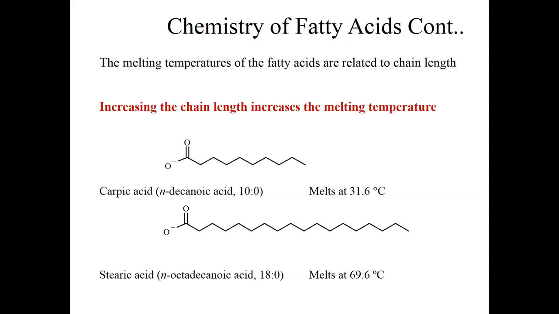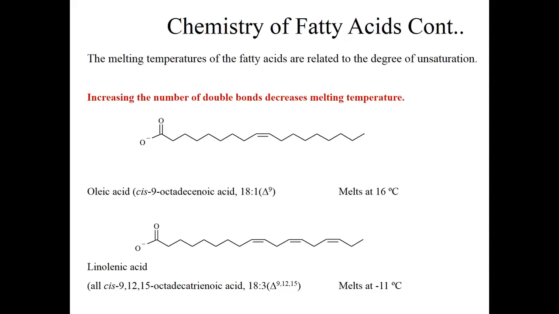If you have shorter chains, it doesn't take a higher temperature for them to be fluid. But if you have a longer chain, it takes a higher temperature to be fluid. In this case, the capric acid, this molecule has only 10 carbons, so it only takes 31.6 degrees Celsius to be fluid. But look at the stearic acid. It has to be 60 or 70 degrees before it starts getting fluid. Is that clear? So at room temperature, the stearic acid will be solid, and this may be slightly fluid.